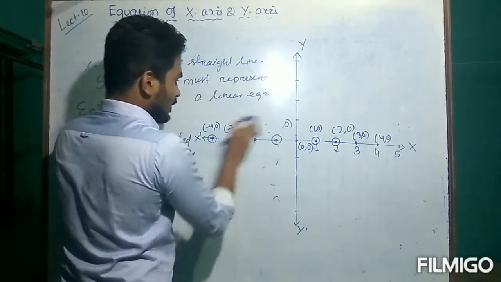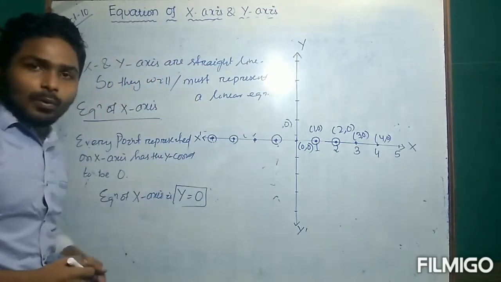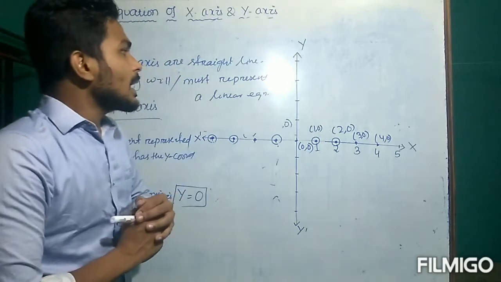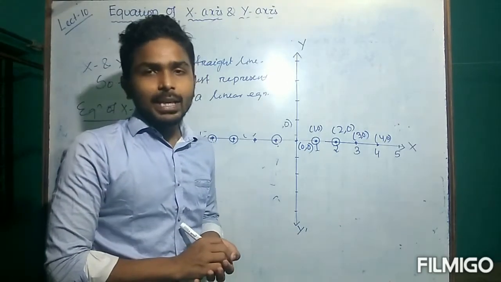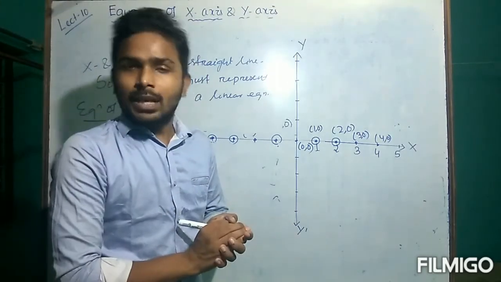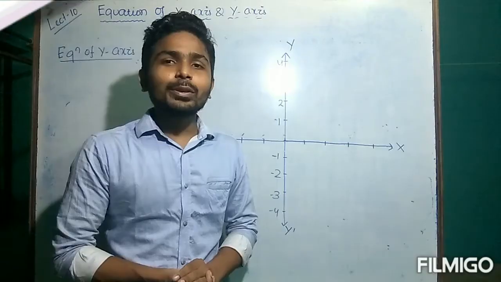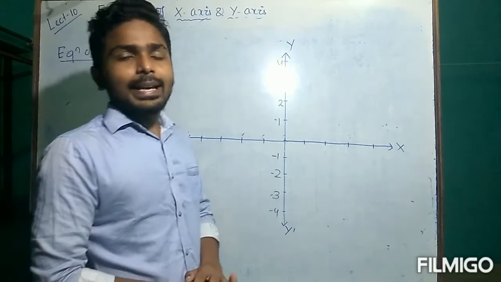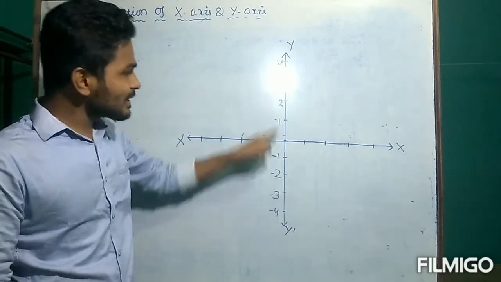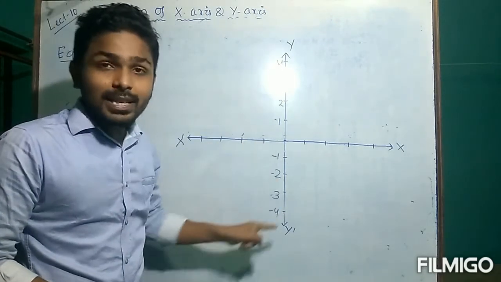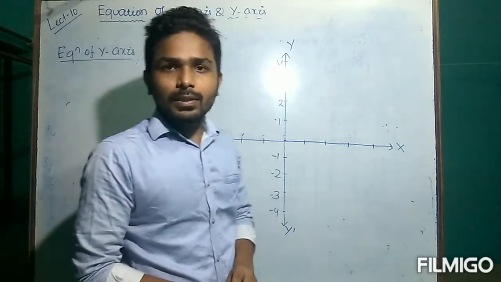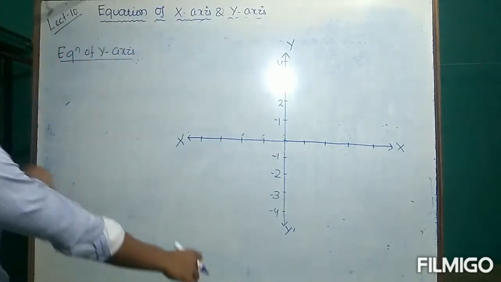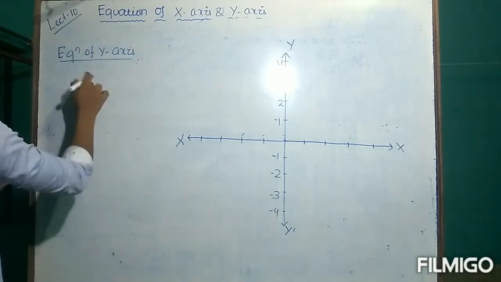Understood? So it is clear now. We can easily find the equation for the x-axis. Now we will go for finding the equation of the y-axis. Since the y-axis is a straight line, it must represent a linear equation. So let's find out its equation. For this, let me tell you some points.